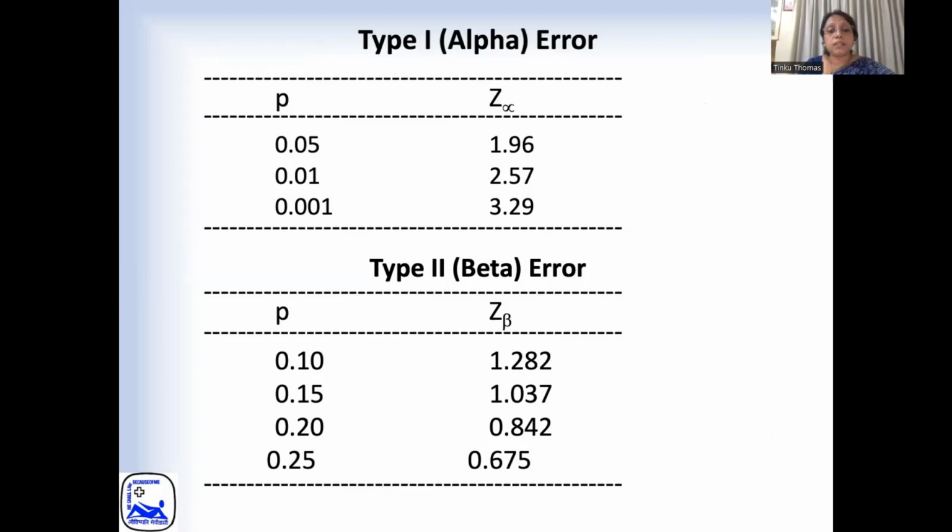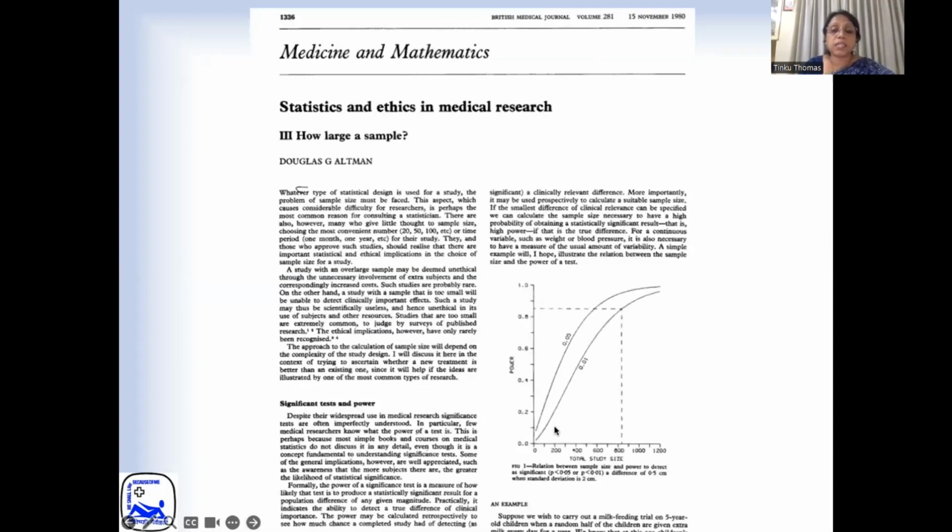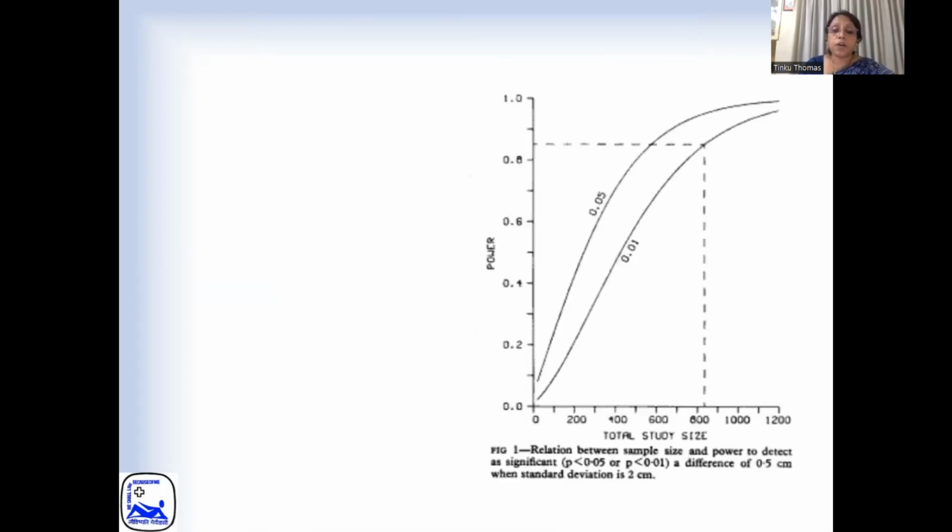And this is just a table of the different standard values that we use for type 1 and type 2 error. And you can see here that the sample size increases as the power increases. This is for 0.05 type 1 error, and this is for 0.01 type 1 error. So it is really important to have an adequate sample size for a certain amount of power and type 1 error.